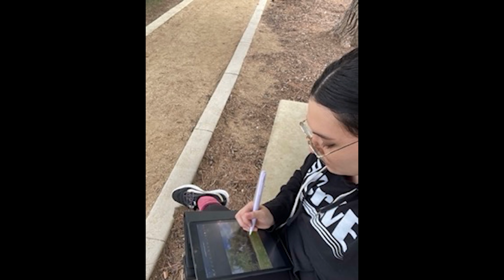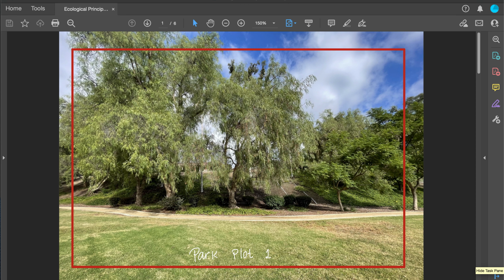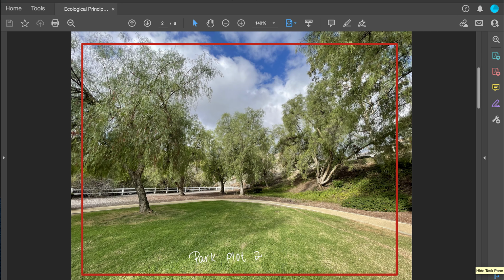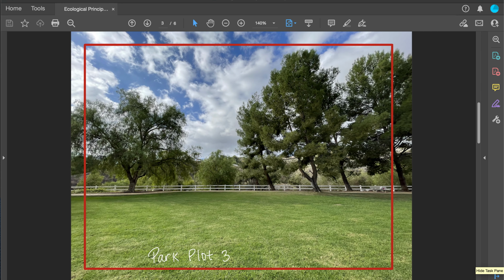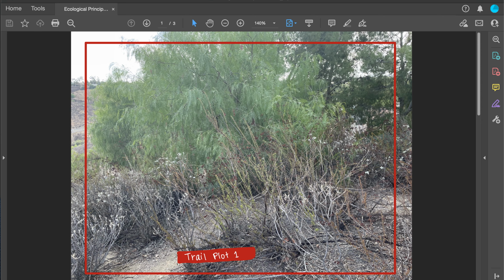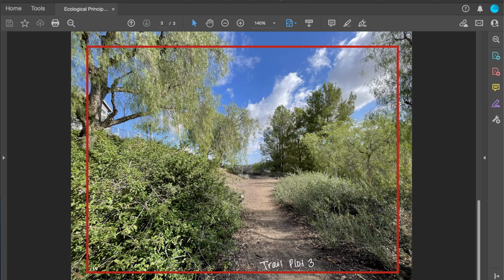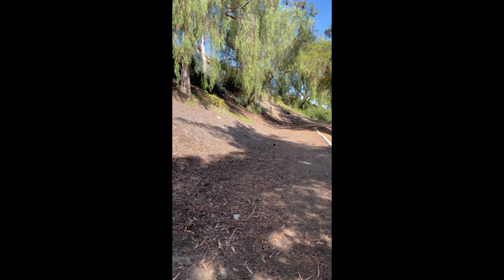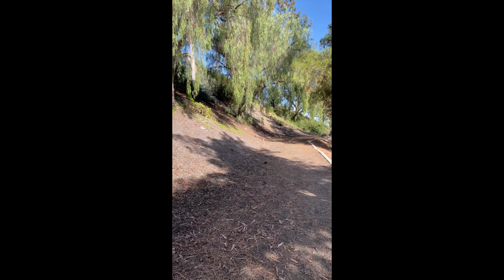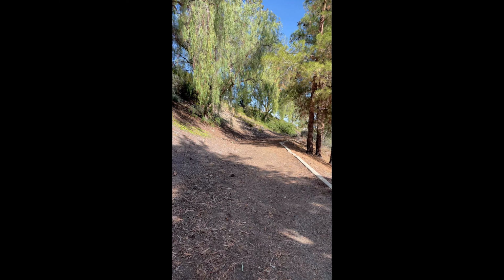I'm editing these specific images here. This is how I decided to make my plots. I also repeated the same exact steps and process for the trail, the hiking trail, and in the following clips you will see the actual trail that I chose.